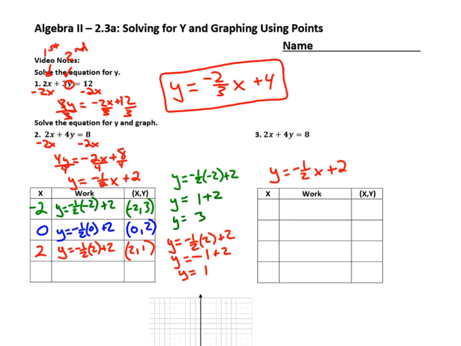Now, there's a fourth place on here, so I want to go ahead and choose another number to plug in. So I get y equals negative 1/2 times 4 plus 2. Half of 4 is 2. So negative times a positive is negative 2 plus 2. Negative 2 plus 2 is 0. So I end up with 4 comma 0 for that point. And so I end up with some nice ordered pairs that I'm going to graph here in a second.